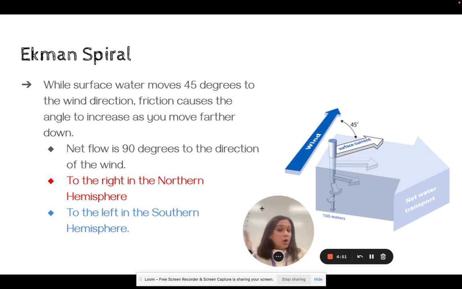So if that wind is blowing north, and we were in the northern hemisphere, right, our net flow of water is going to be towards the east. If we were in the southern hemisphere, it would be the opposite, right? Because it's going to push to the left because of that Coriolis effect.